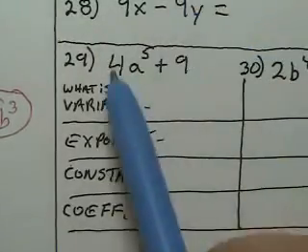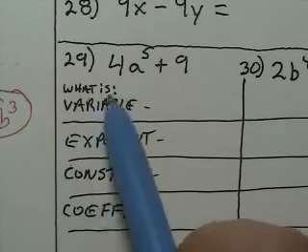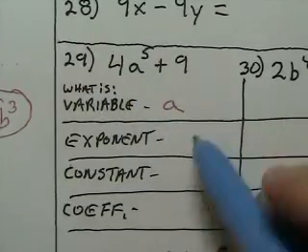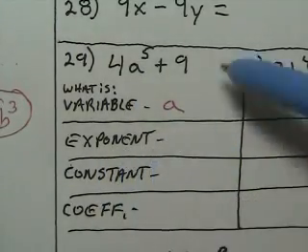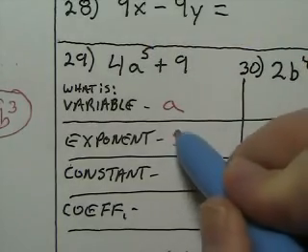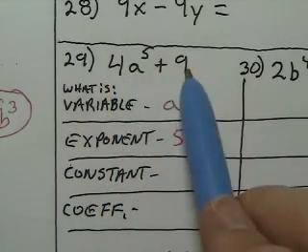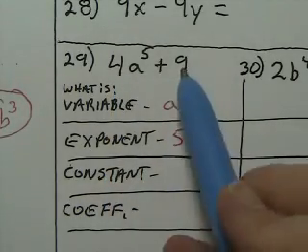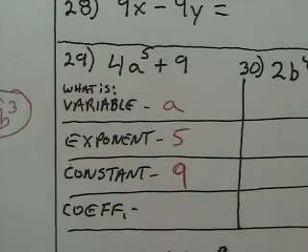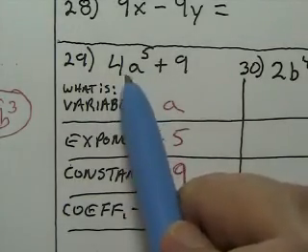Okay, number 29, here's the expression, and we're basically labeling everything. What is the variable? Well, the variable is the letter there, a. What is the exponent? The exponent's a number above the variable. That is a 5. The constant. Is it 4 or is it 9? It's 9. It's the number all by itself. And the coefficient, that's the number right next to the variable.